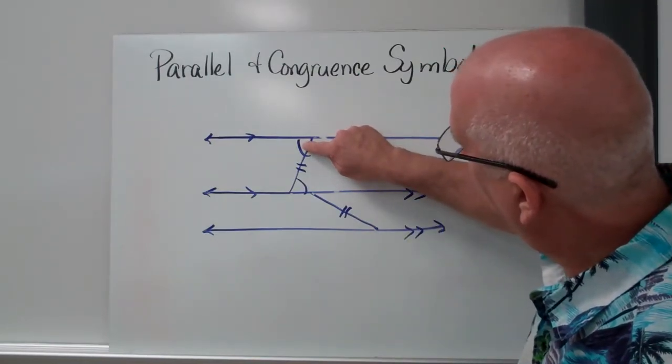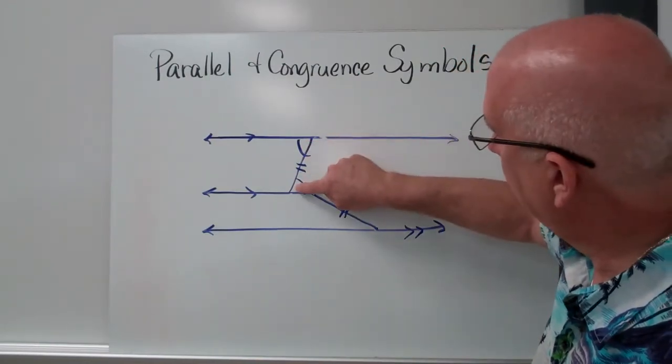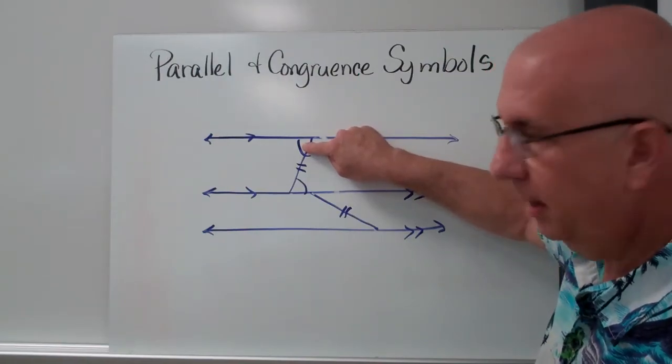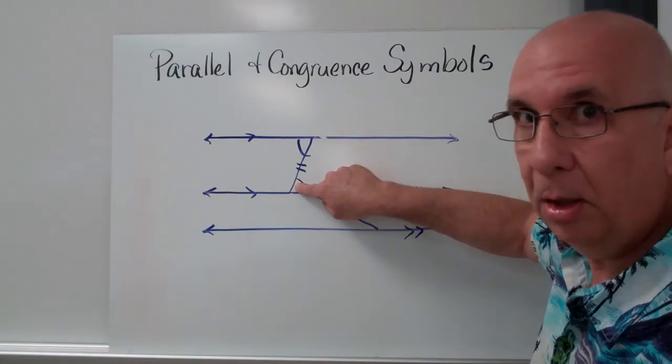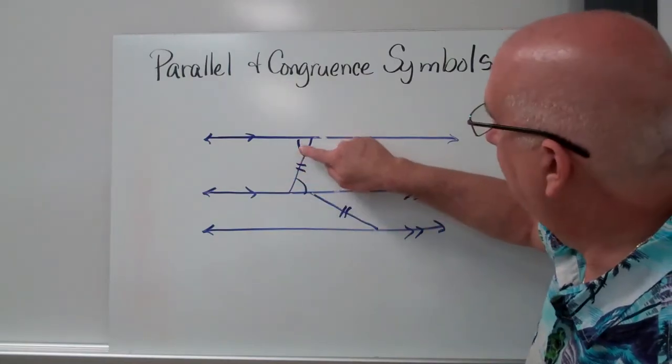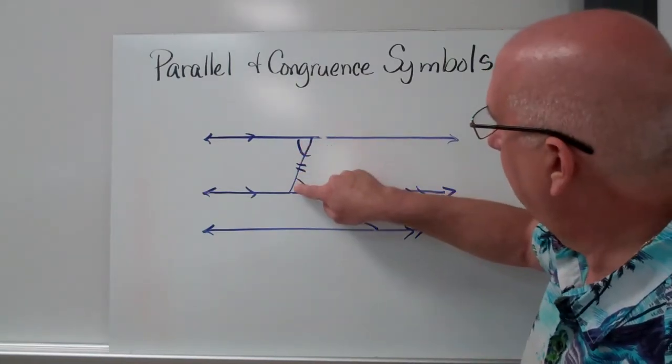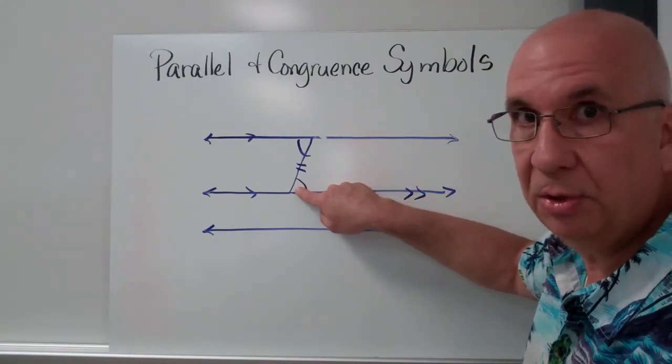Therefore, if we talk about this angle and this angle, they have a single arc. That tells me that the measure of this angle and the measure of this angle are both going to be congruent. If this one is 72 degrees, then this one must be also 72 degrees.